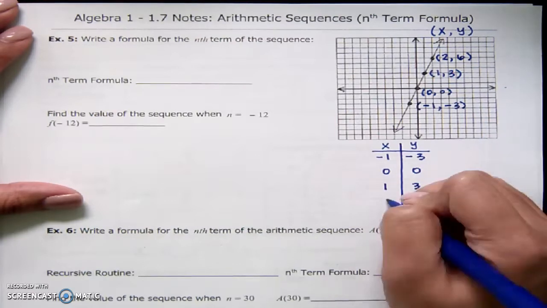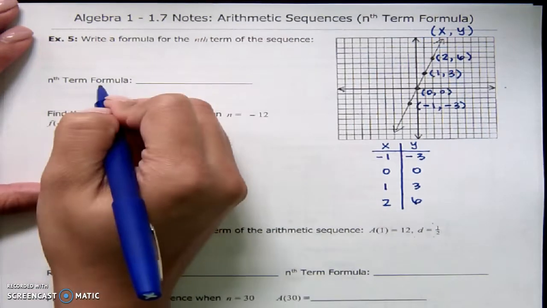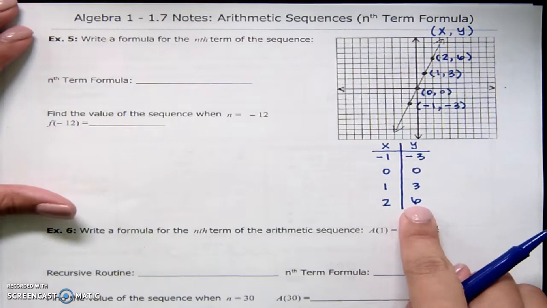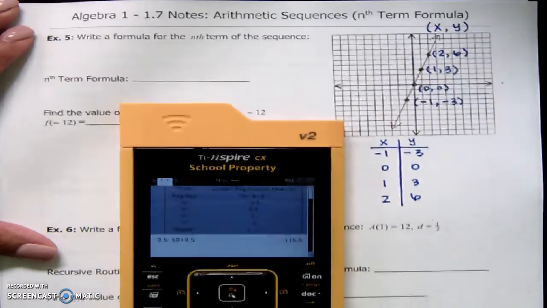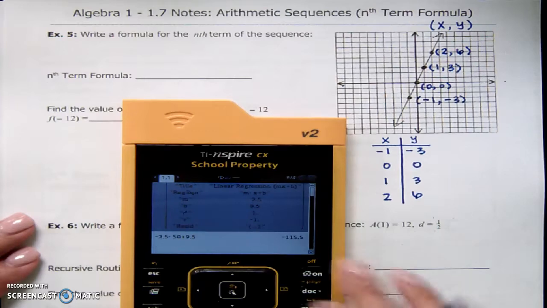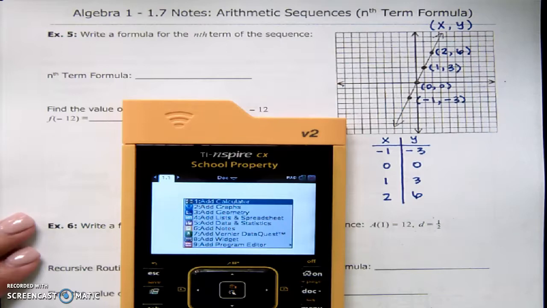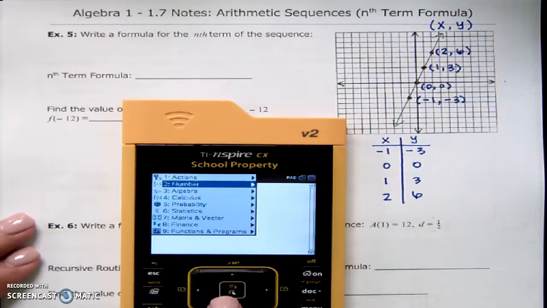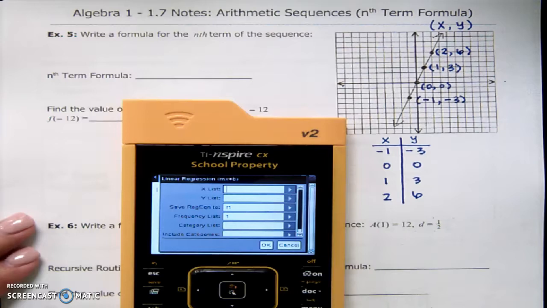1, 3, 2, 6. So remember that when you're doing the nth term formula, we use the calculator. So in order to be able to get the slope and the y-intercept from the calculator, we need our table. So now that I have my table, I'm going to go ahead and use my calculator. New document, don't save, add a calculator, menu, statistics, stat calculation, linear regression.